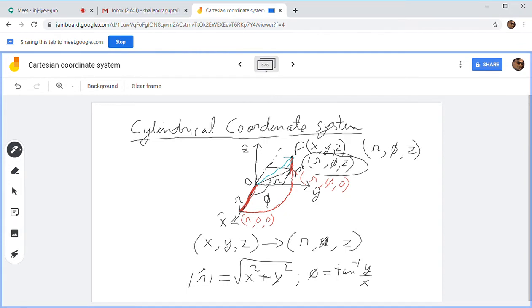Now you just have to calculate this angle. So what will this angle be? This will be y by x. And what will be your z dimension? Z is the same as in the rectangular coordinate system. So Z is Z. Such an easy task to do.